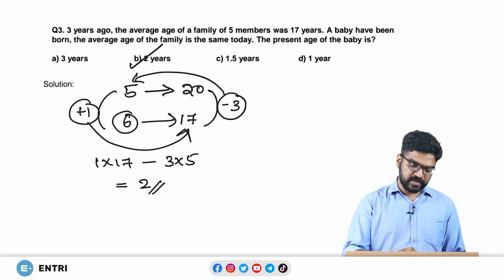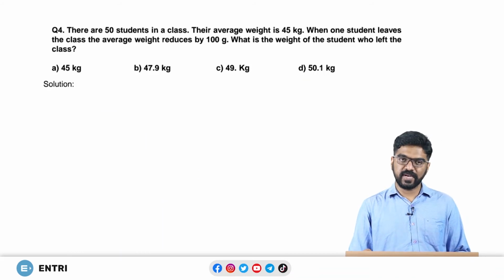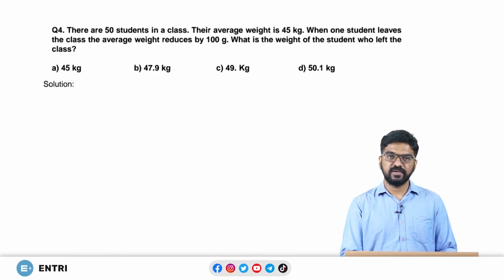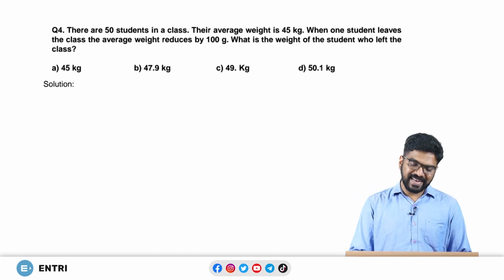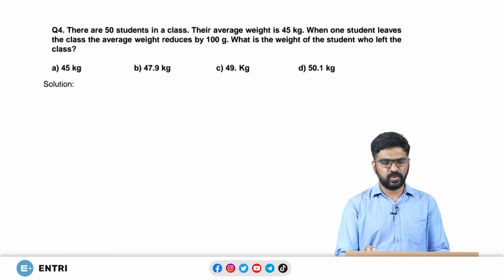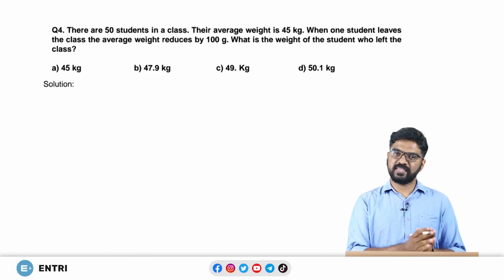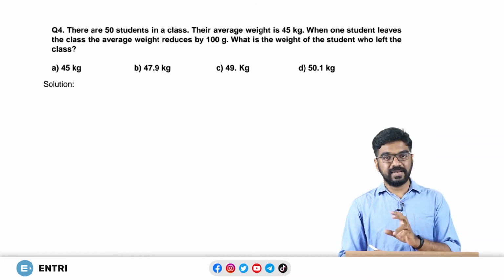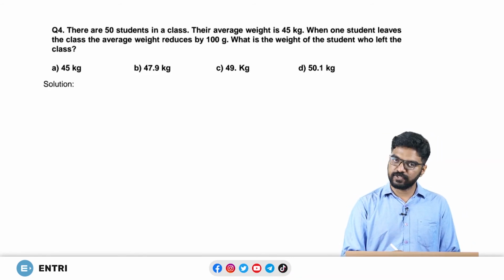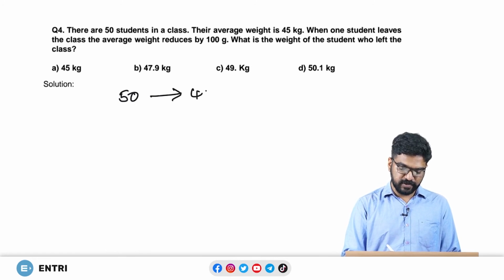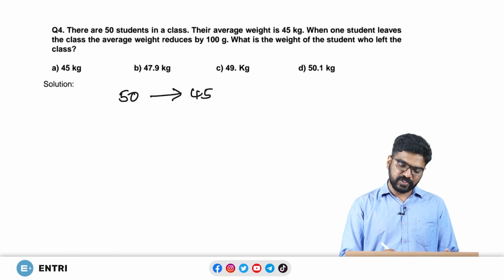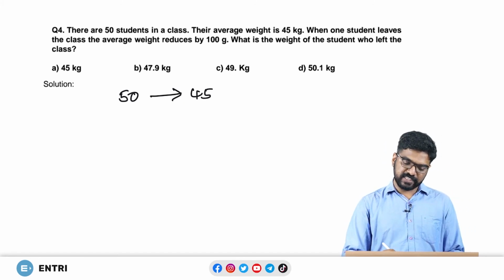So let's go to our next question. Question number 4. There are 50 students in a class. Their average weight is 45 kilogram. When one student leaves the class, the average weight reduces by 100 grams. What is the weight of the student who left the class? So here there is one person leaving the group. Believe me, we can apply the same method even when the person is leaving. So let us write the values. There are 50 students in a class, so let's write 50. Their average weight is 45 kilogram.